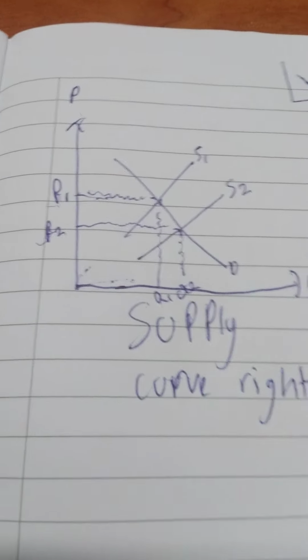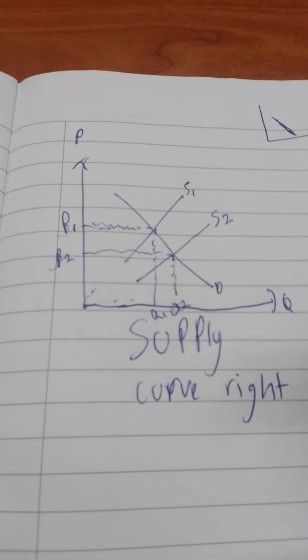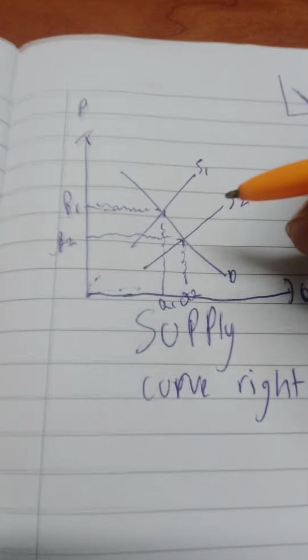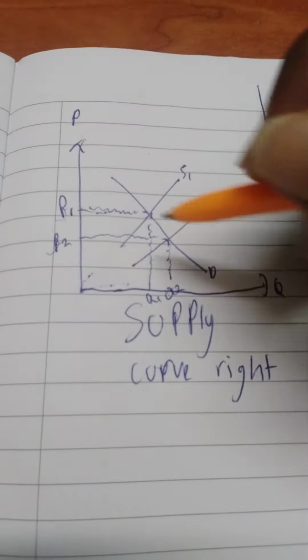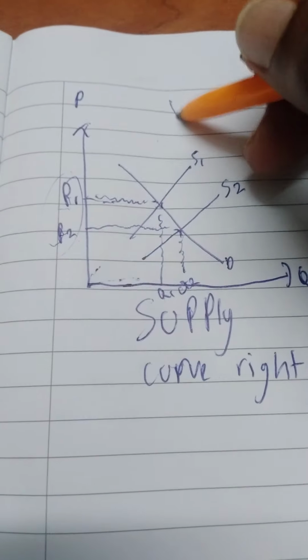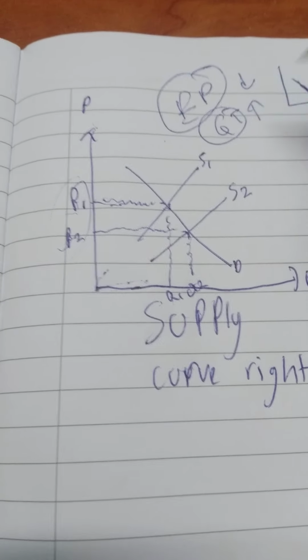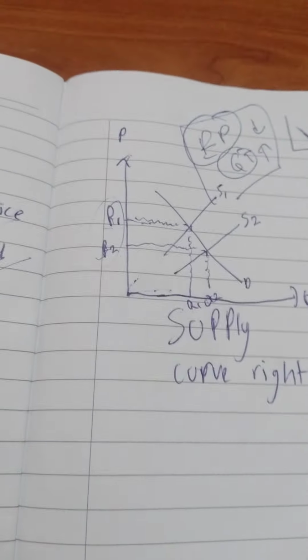So as you know, when the weather becomes good, when more supplies are supplied, when the supplier supplies more, write like that, the S curve will go to the right, and this makes the price fall. That is, you have to write equilibrium price to fall and the quantity traded to increase. That's all, done. This is the example for supply curve right.